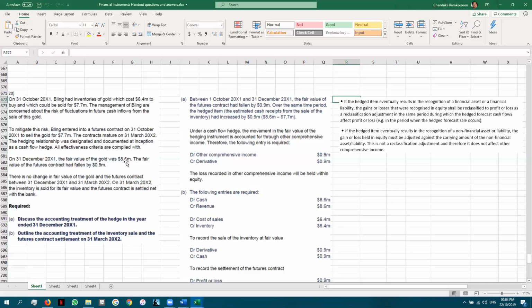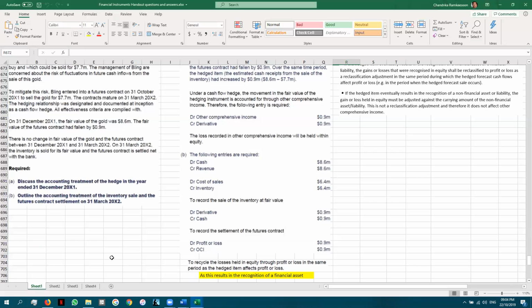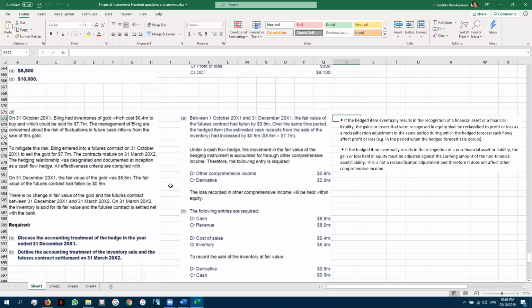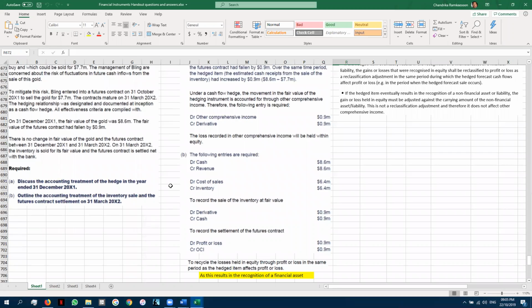Now, B, outline the accounting treatment of the inventory sale and the futures contract settled on 31st March. The following entries are recorded. Remember, the gold was sold and cash was realized. Debit cash, credit revenue. Now, the reason is 8.6. Remember, you were told there's no change in the fair value of the gold or the futures between 31st December and 31st March. Debit cost of sales, credit inventory. We do that to remove the inventory. Remember it had cost 6.4. Now, that 6.4 is important.